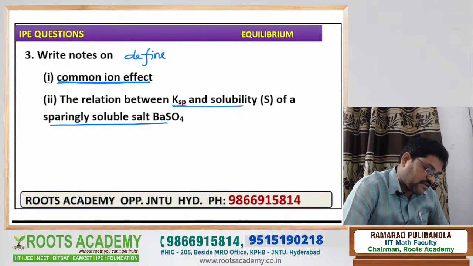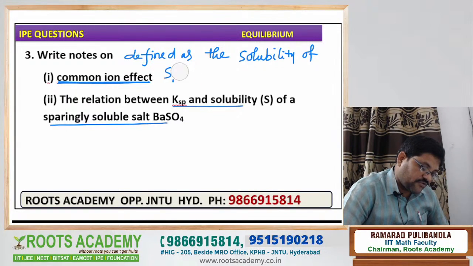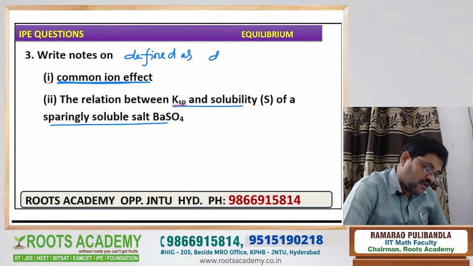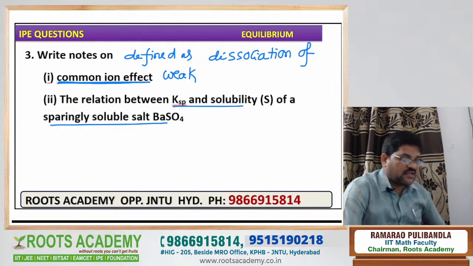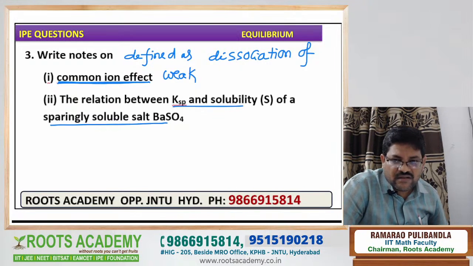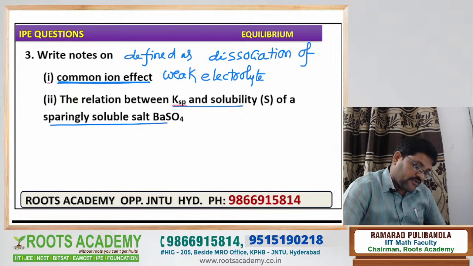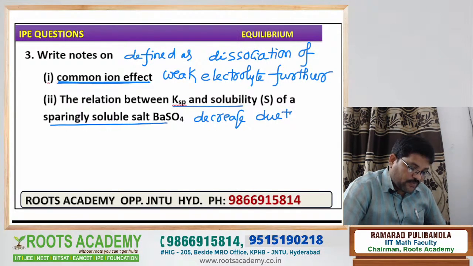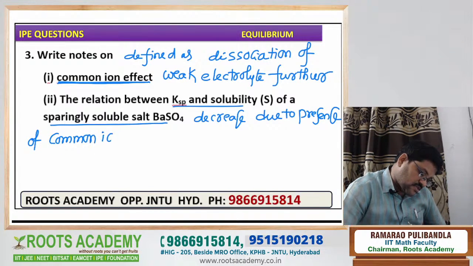The common ion effect is defined as the solubility of the sparingly soluble salt, already I said this point. For the definition, you write it perfectly. The common ion effect is defined as the dissociation of the weak electrolyte further decreases due to the presence of common ions of a strong electrolyte solution. Excellent statement, you get the full marks for the statement. Simple logic.